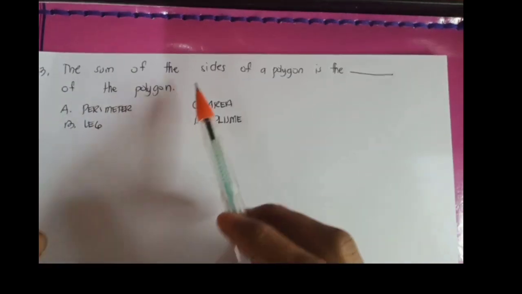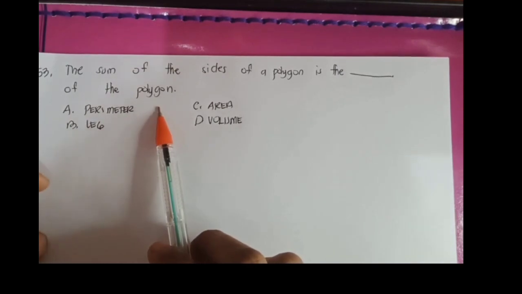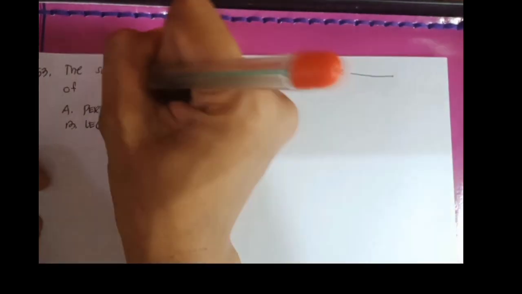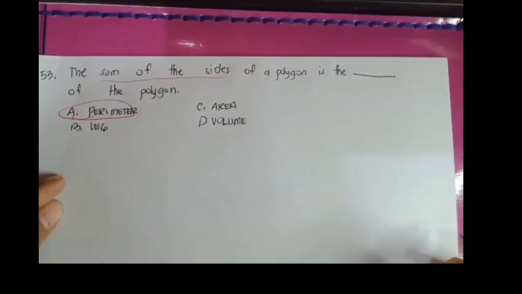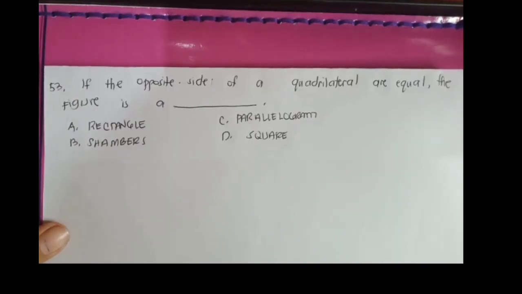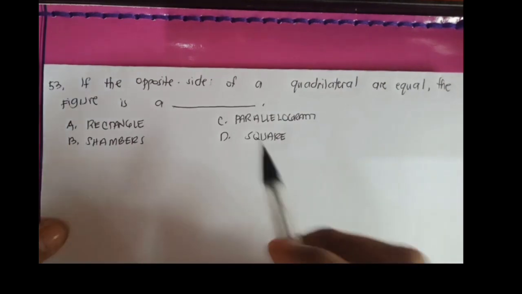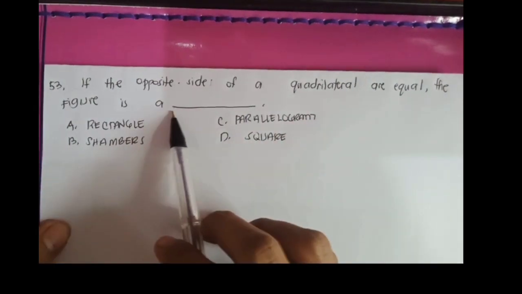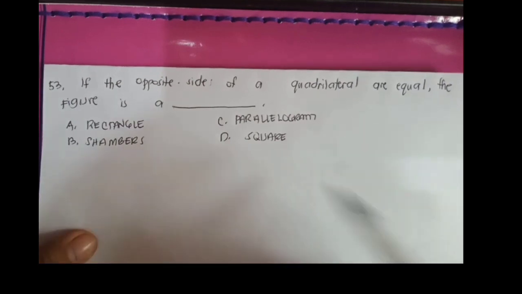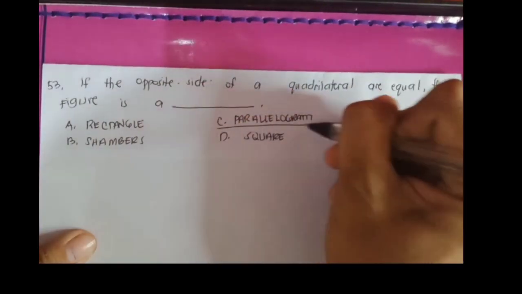Next, the sum of the sides of a polygon is the blank of the polygon. In this, we're talking about the sum of the sides. So therefore, it is the perimeter. Next question is, if the opposite sides of a quadrilateral are equal, the figure is blank. It is a parallelogram.